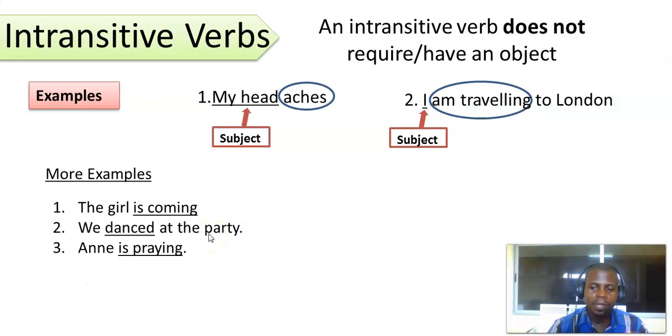Anne is praying. Is praying here is the verb which is intransitive. He laughed. The laughed here is a verb that does not require any object.